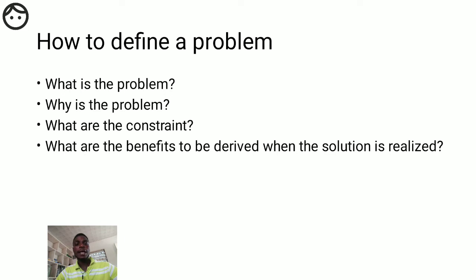Now, how do you define a problem? In defining a problem, you need to ask yourself the following set of questions. First of all, you need to look at what the problem is. Then you ask yourself, why is it a problem? The why means what is causing the problem. Then what are the constraints? Then what are the benefits to be derived when the solution is realized?